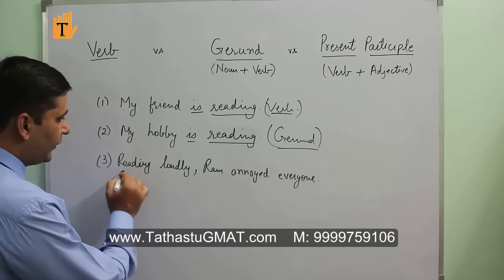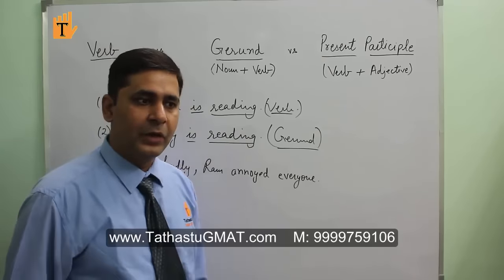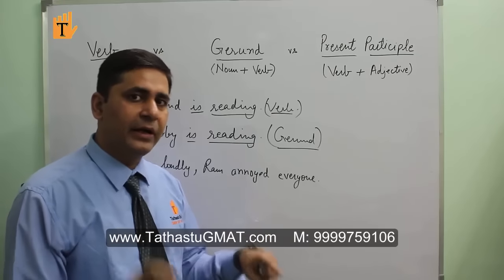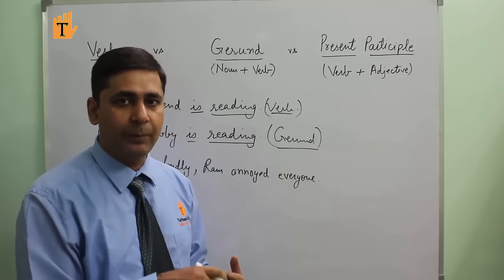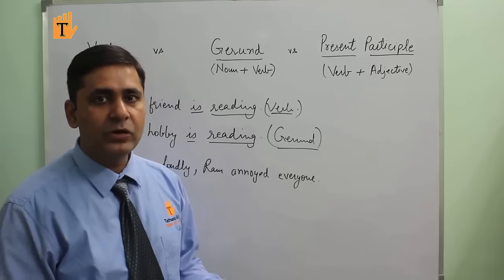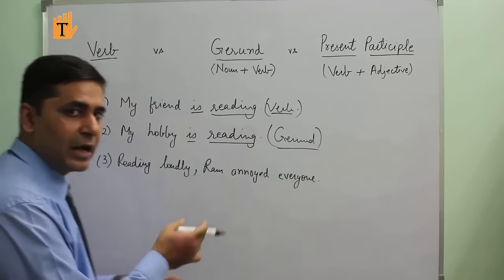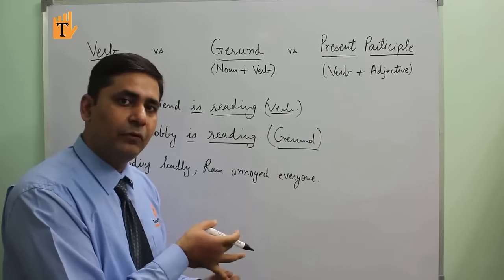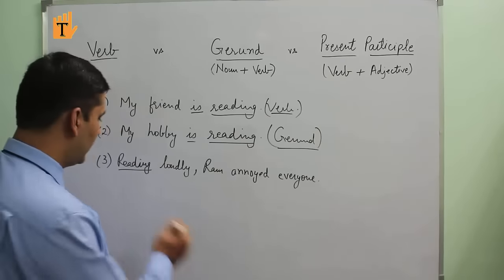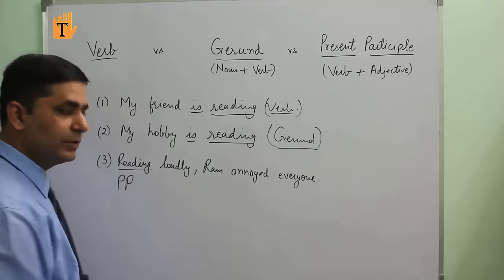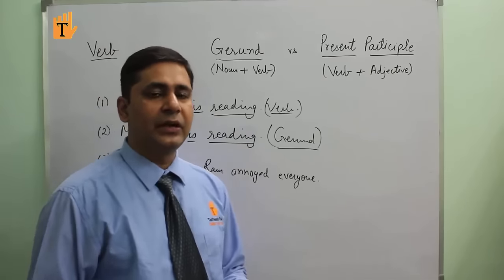Third one, reading loudly, Ram annoyed everyone. So was Ram reading in the sentence? Is reading or was reading, whatever, is the action happening? Yes, Ram was reading. So it means there is action. Now we have to see whether there is a helping verb. There is no helping verb with the word reading. What does that mean? It means this is a present participle. This is how we identify these three.